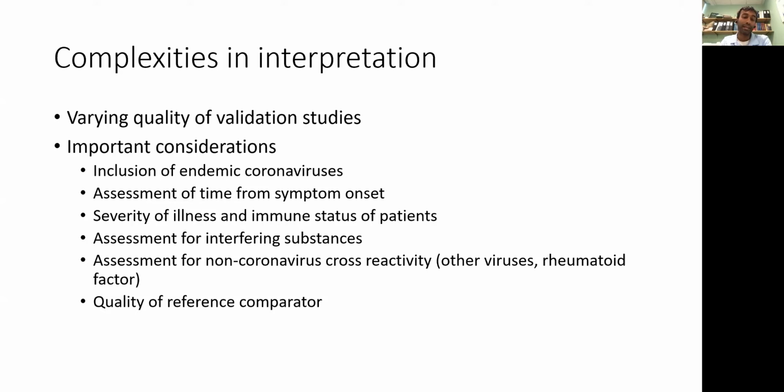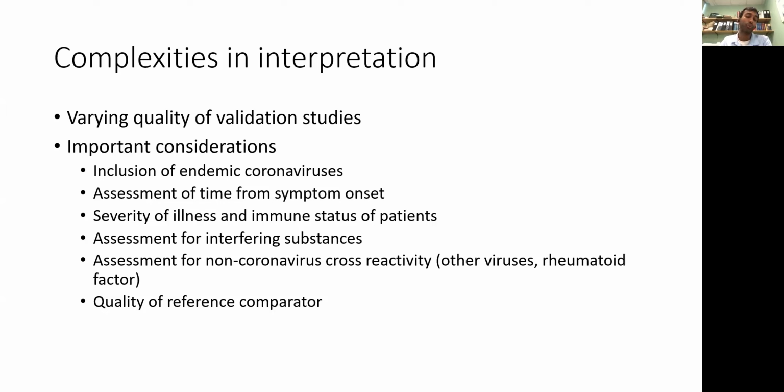Does the validation study assess the time of the test relative to the time of symptom onset? Because the numbers that are given really depend on that time differential. Does the validation study assess the severity of illness or the immune status of the patient, which both can modulate the degree of positivity for the test? Does it assess for standard interfering substances that can block the performance of the test?